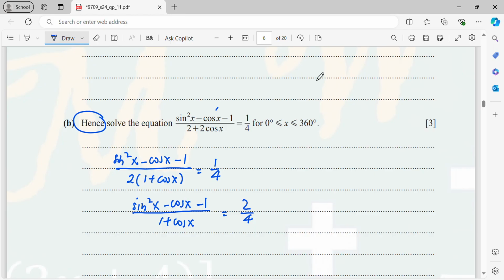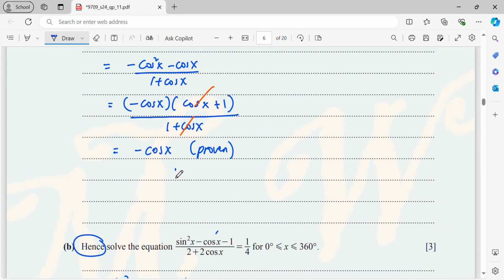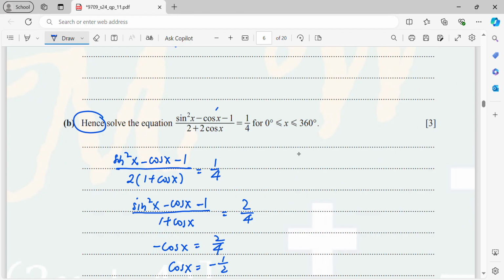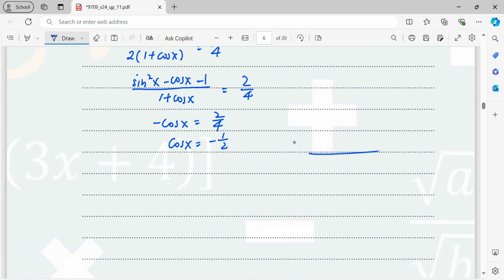So it becomes 2 over 4 on the right side, and the left hand side I will just replace by minus cos x, because we have proven the identity in the previous part. So which means now your cos x is negative half. And look at the interval. It is valid for all 4 quadrants. So which means I will draw the quadrant diagram. Okay, cos is negative means that it will be in the second and third quadrant. Okay, cos negative. So now I will get the basic angle, that is at cos half.